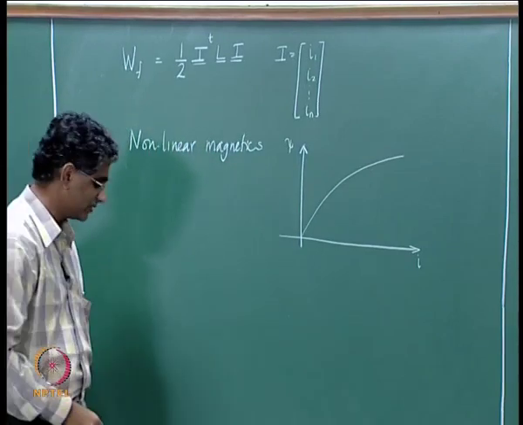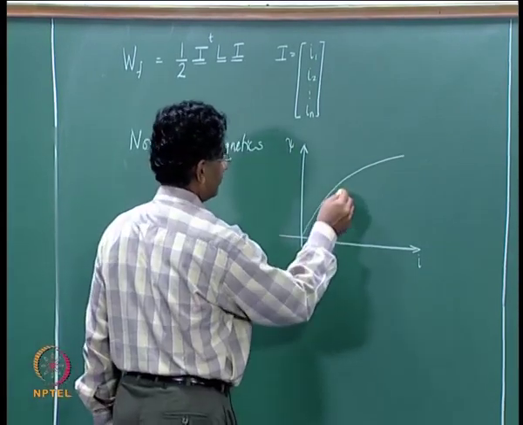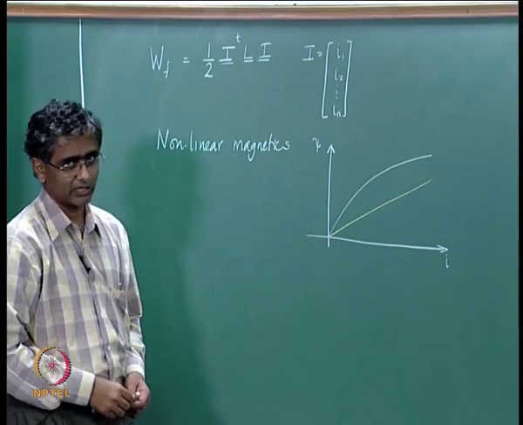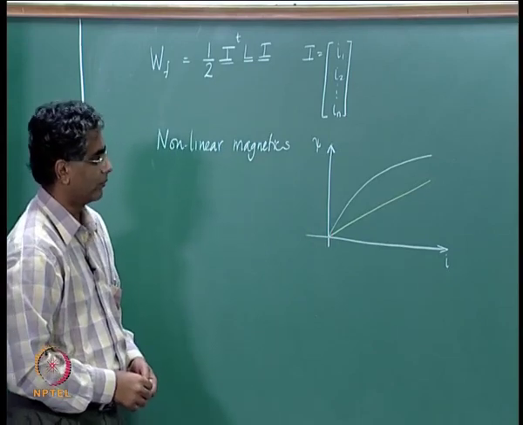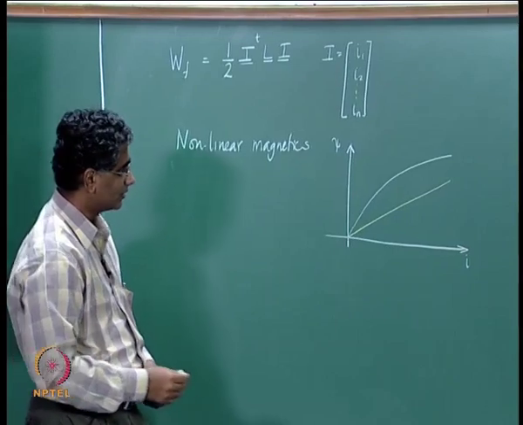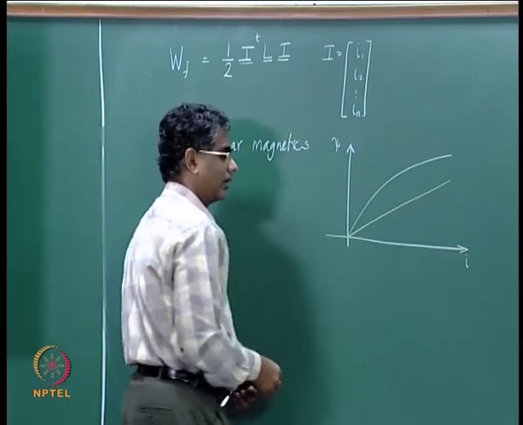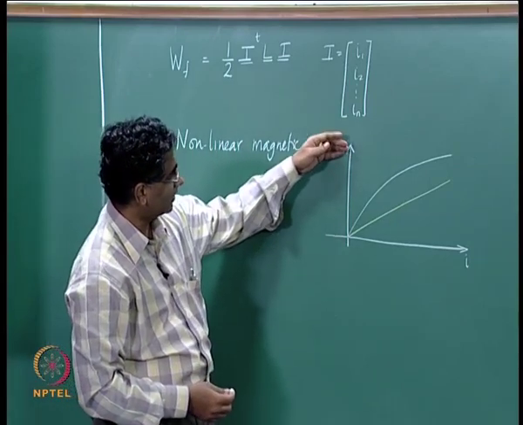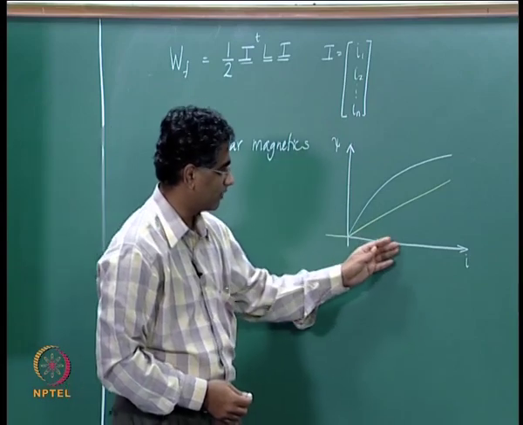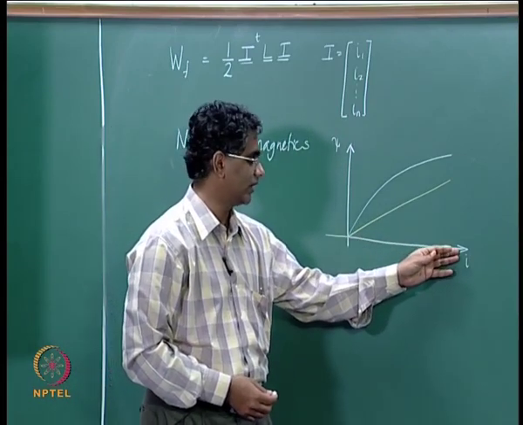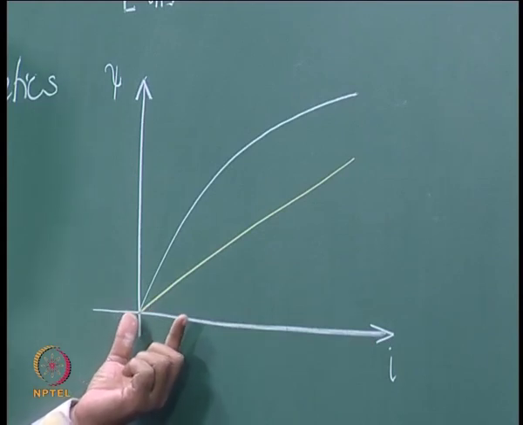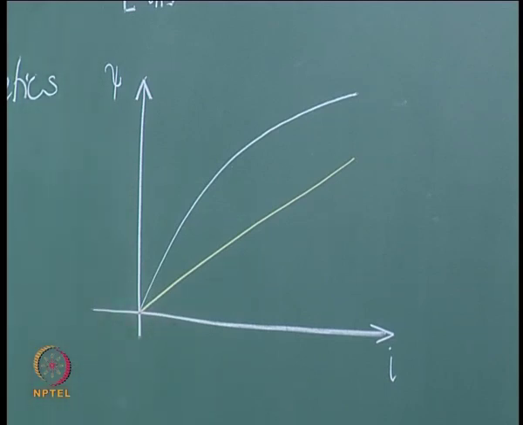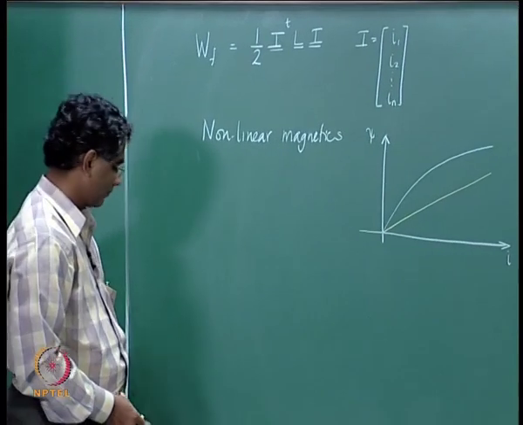Had it been a linear system, the curve would have been a straight line, whereas if we look at nonlinear magnetics, this curve is not a straight line and it bends over. That means that as you go to higher and higher values of flux linkage, you require a flow of current I which is more than what you would have required to increase the flux at the lower levels of flux linkage. So, that is what is meant by this.